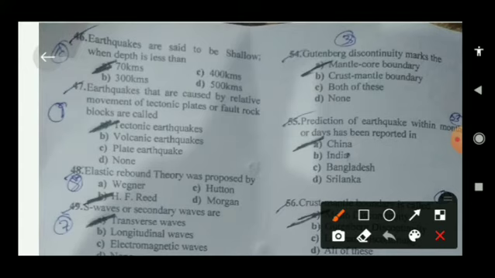Next question is, Gutenberg discontinuity marks the mantle core boundary. Next question is, earthquakes that are caused by a relative movement of tectonic plates or fault rock blocks are called. The right option is tectonic earthquakes. Next question is, prediction of earthquakes within months or days has been reported in China. Next question is, elastic rebound theory was proposed by H.F. Reed.